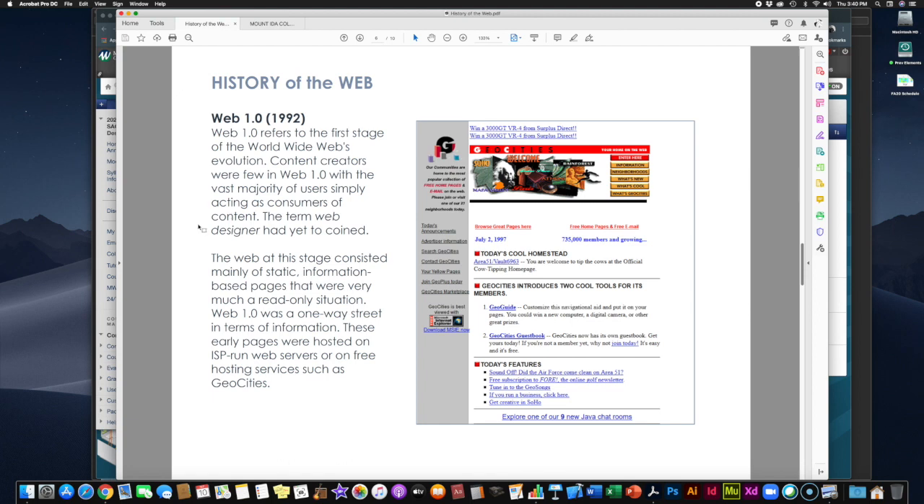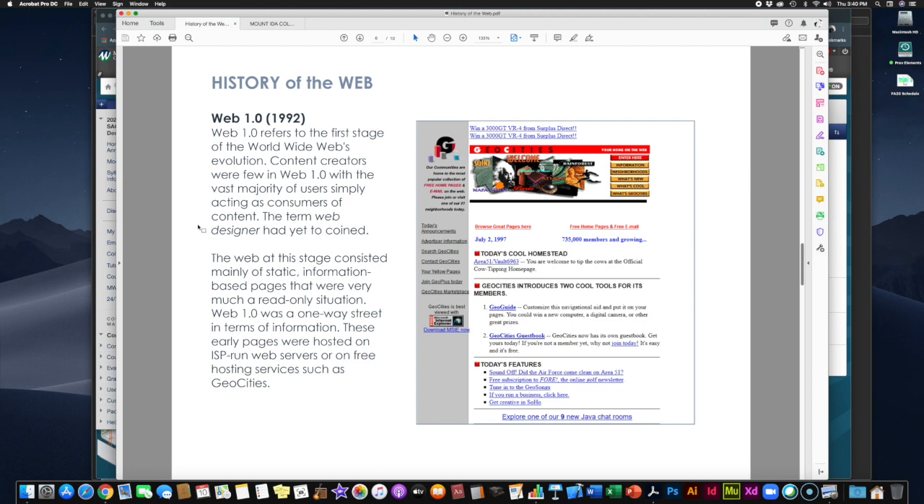So Web 1.0 refers to the first stage of the World Wide Web's evolution. Content creators were few at the time. Not a lot of people were making web pages. Not a lot of people even knew the web existed. Because sure, they released it to the public, but it's not like they went on a huge marketing campaign to promote it to the world. It was just out there.